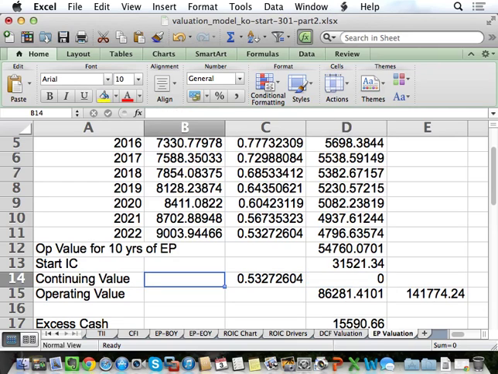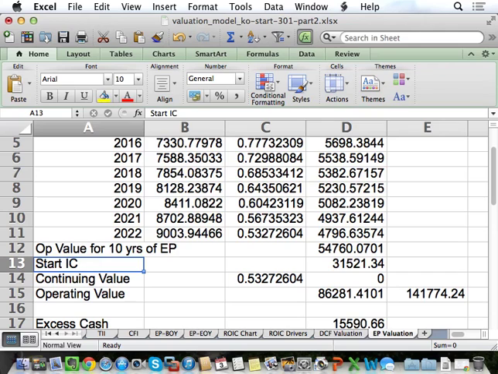Yes? Where did you get the start IC from? The which one? The start IC. The starting invested capital. So if it helps, I can write it out as invested capital.